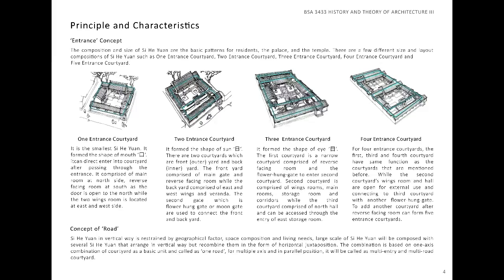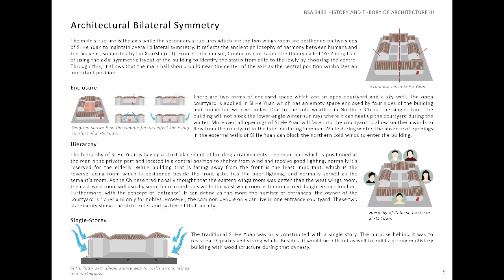There are a few different sizes and layout compositions of 四合院, such as 1 entrance courtyard, 2 entrance courtyard, 3 entrance courtyard, 4 entrance courtyard, and 5 entrance courtyard, as shown. The main structure is the axis, while the secondary structures, which are the 2 wing rooms, are positioned on 2 sides of the 四合院 to maintain overall bilateral symmetry.